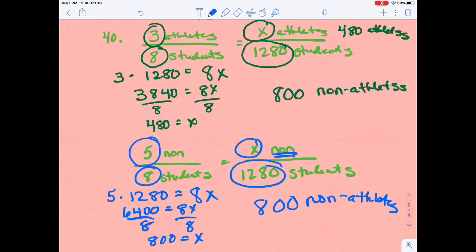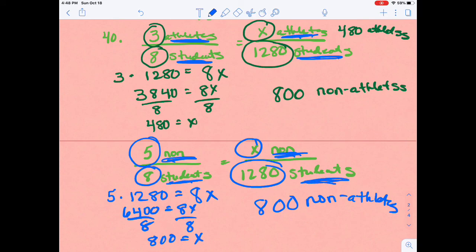So you have to read the words, figure out what you want, figure out what they're asking, make it make sense, and then when you set up your ratios, make them match. Athletes over students, athletes over students, non-athletes over students, non-athletes over students.